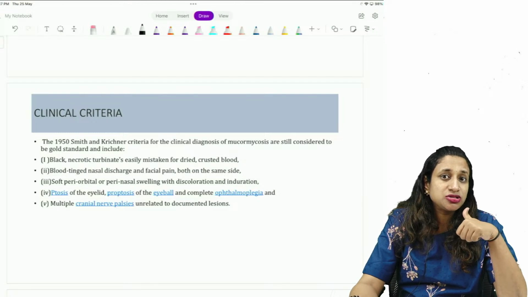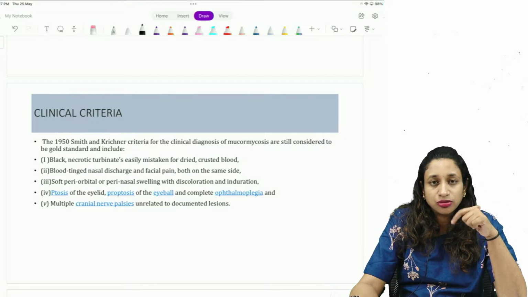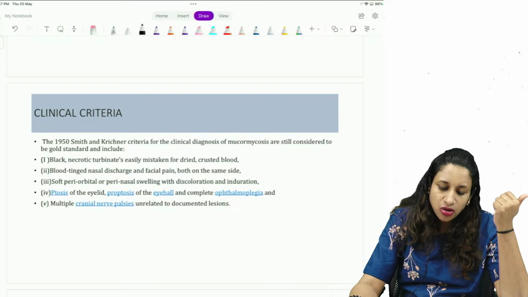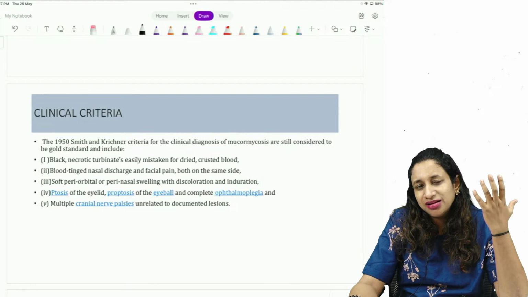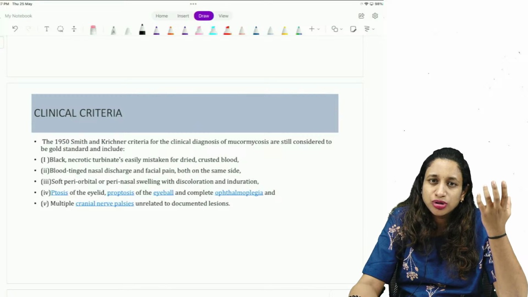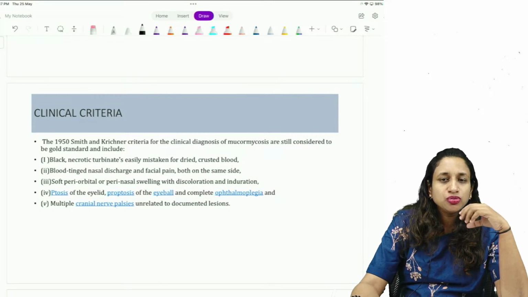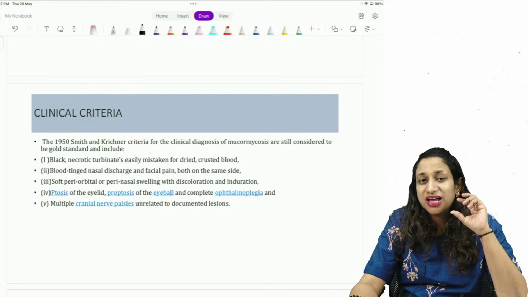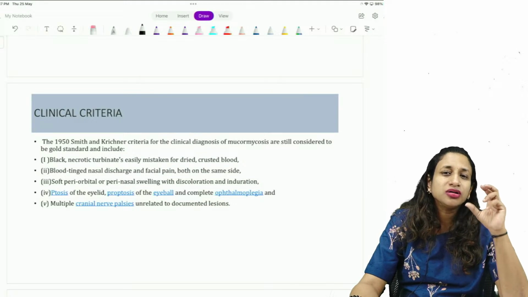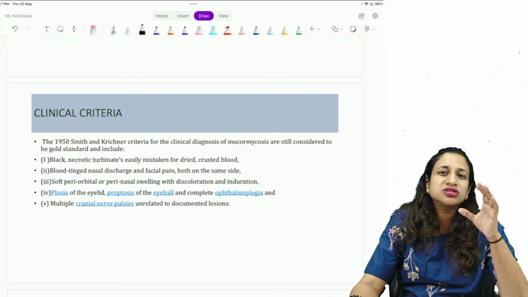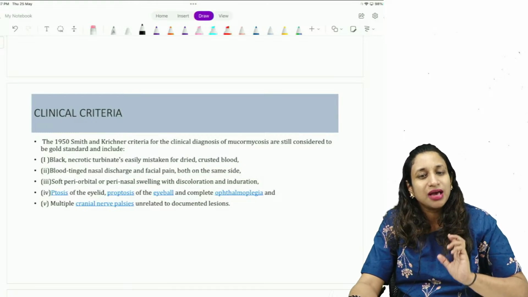Now next is ptosis. There could be ptosis, there could be proptosis, and you can also see that there is cranial nerve involvement. Many a times, like I told you, this is considered to be angio-invasive. So there are a lot of symptoms that also occur because of the fact that this is something which is angio-invasive.